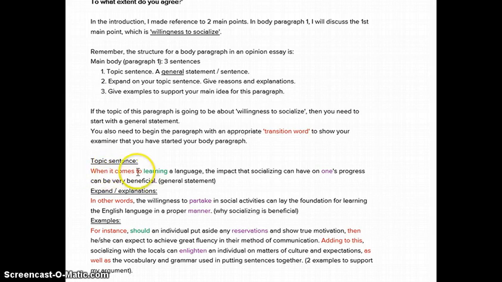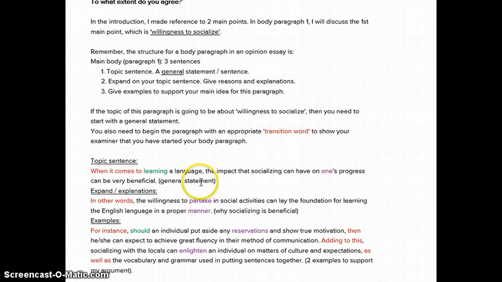When we have when it comes to, the next word, if it's going to be a verb, has got to be a gerund. You have got to use the ing form. So when it comes to learning a language, the impact or the effect that socializing can have on one's progress. Instead of saying an individual or a person or a man or woman, I've written down the word one. Now, I've used this in my introduction as well. It's very academic if you want to use this. On one's progress can be very beneficial.